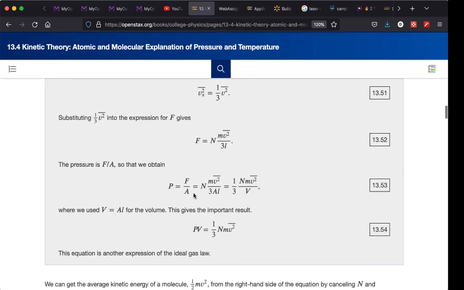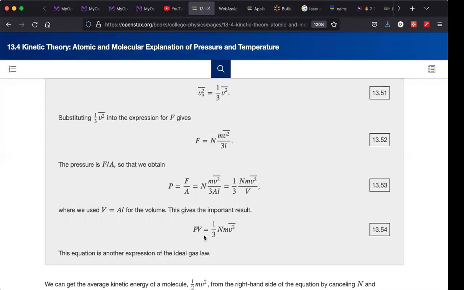Oh, no, we're not. We're actually going to divide by the area on both sides. And then when we divide by the area on both sides, we're going to get the area times the length, which is the volume. And then we multiply by the volume on both sides, and we get P times V. Well, that looks like the left side of the ideal gas law.